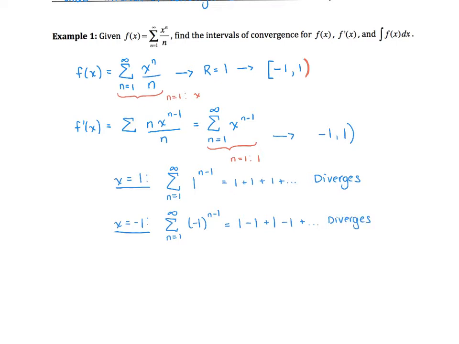Okay. All right. So guess what? -1 now does not come to the convergence party for f prime. Okay. So let's check on the antiderivative.